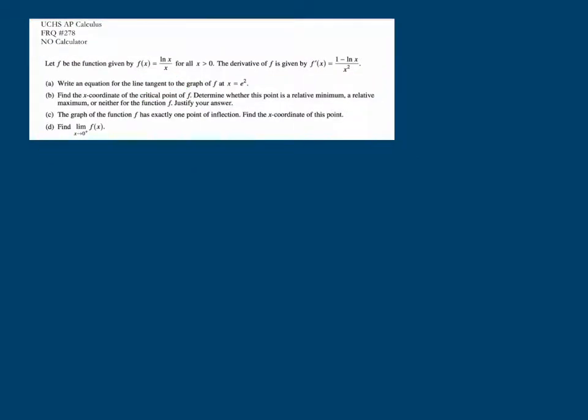Part B says, find the x coordinate, so that's nice, of the critical point of f. Determine whether this point is a minimum or maximum or neither, and then justify it. Well, we're given the derivative already, and how do you find the critical point? Set the derivative equal to 0, right? So, for B, we're going to say f prime of x equals 0. Always do that before you start working out, because this is showing what you know.